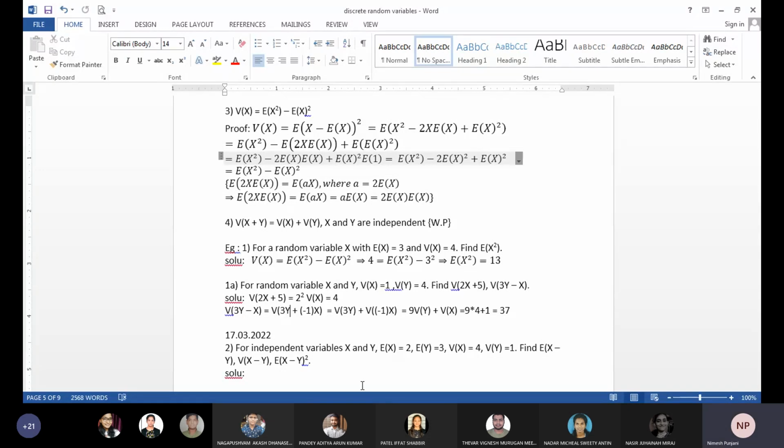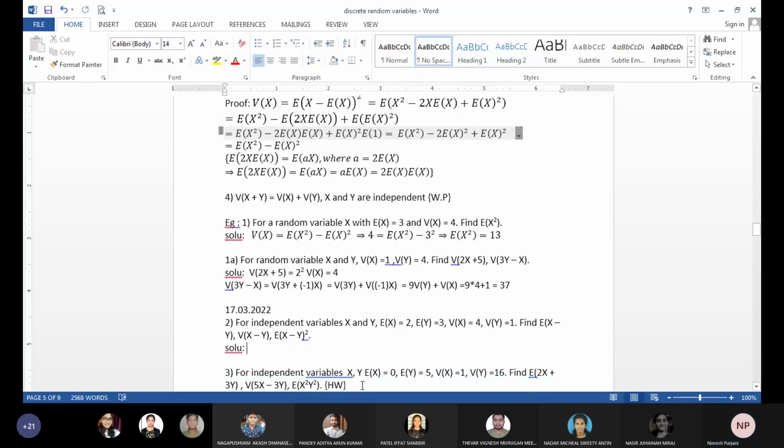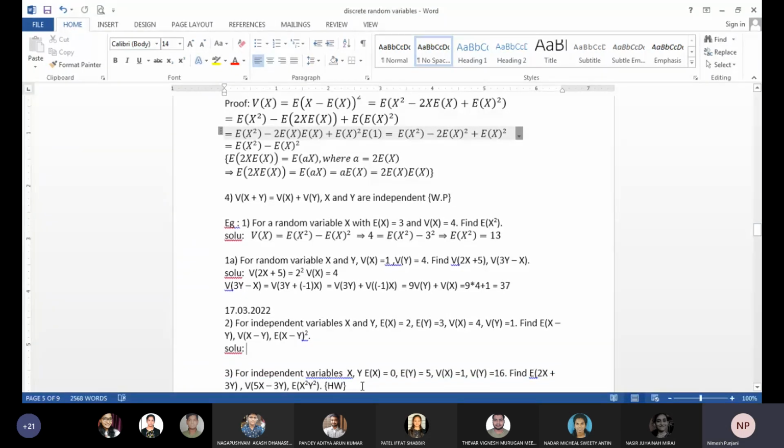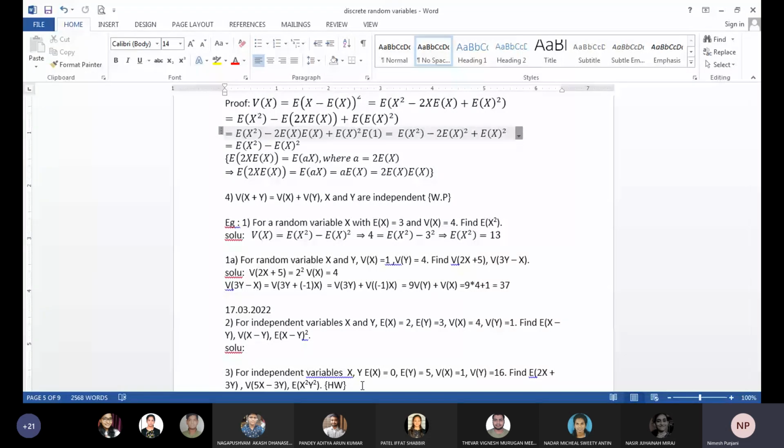So we will continue with, I think, one or two more examples. Hopefully this part related to the discrete variable we will be able to wind up today. So first sum for the day: x and y are independent variables. Here it is not said random variables, but they are random variables.